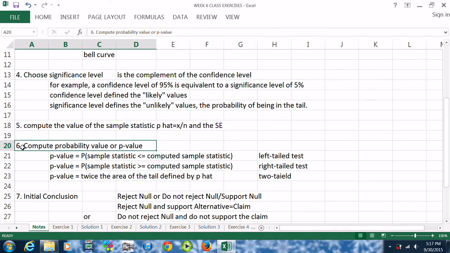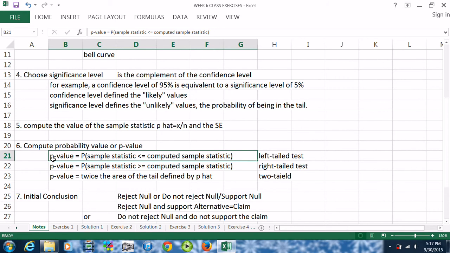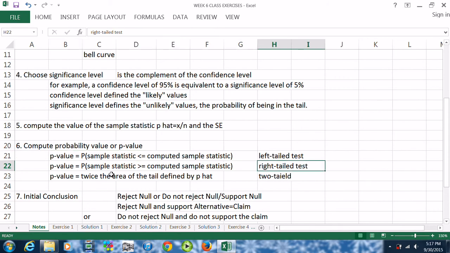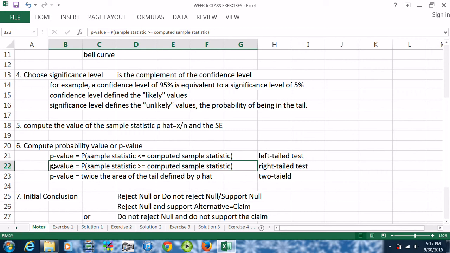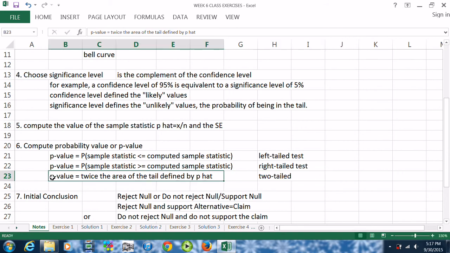We will compute the probability value, or p-value, and that's the probability of being in the tail as defined by our p hat, our computed sample statistic. If we're working with a left-tailed test, then our p-value is the probability of being less than that sample statistic. If we're working with the right-tailed test, the p-value is the probability of being greater than our sample statistic. If it's a two-tailed test, then the probability is twice the area of whatever tail we got from our p hat.